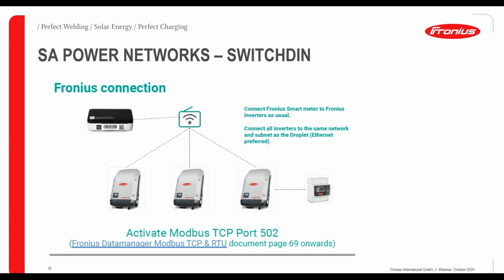In terms of the connection, you just connect it to the customer's router, either via LAN or Wi-Fi, and it will then find the Fronius devices on the network. On the Fronius device, on the data manager, you'll need to activate the Modbus TCP port. The default is port 502, but you basically just activate it via Modbus TCP, and then the droplet will find it. You go through the rest of the commissioning through the Droplet app.